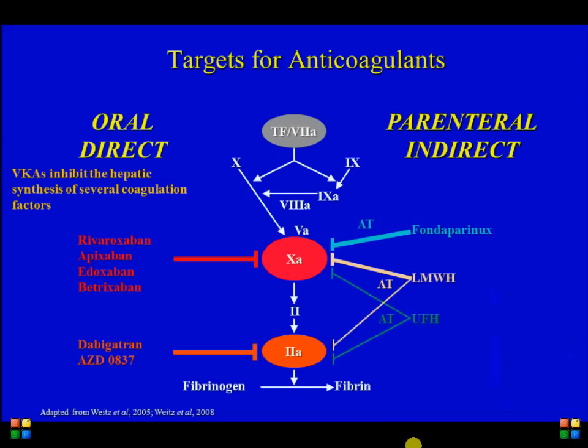This is a similar slide to the one I showed you this morning, which shows that these drugs act on the 10A, and dabigatran and some other drugs act on the thrombin. And they have come on the market. I'd like to remind you that unfractionated heparin acts on both the 10A and 2A, as does low molecular weight heparin. And fondaparinux, about which I've talked earlier this morning, is only anti-10A.